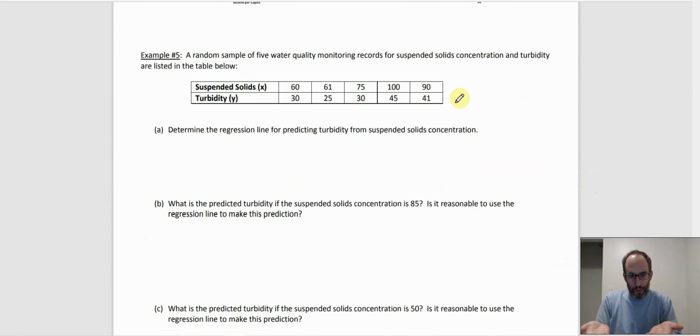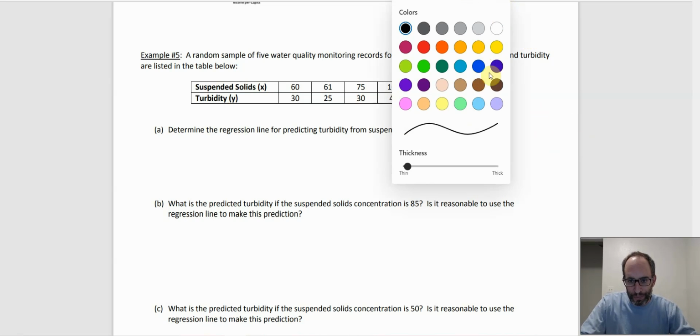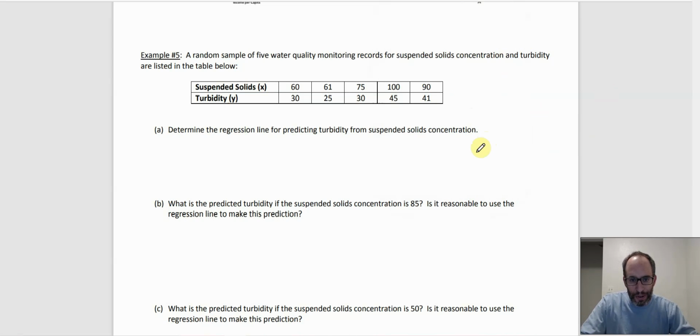And if you look at what the explanatory variable is, your input variable, that makes sense, right? The more solids are in the water, the cloudier it's going to be. And that's basically what you get out of this model. So we're going to predict the turbidity, how cloudy it is, based on the concentration of suspended solids. First things first, we're going to get the regression line for predicting turbidity from suspended solids.